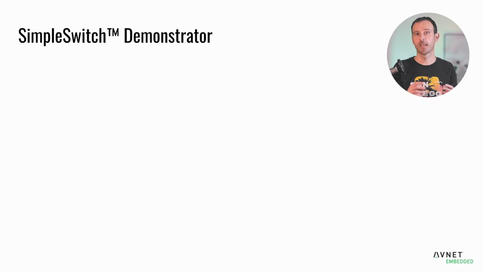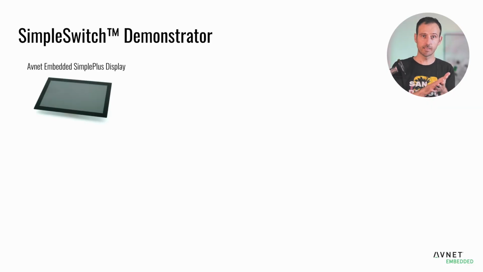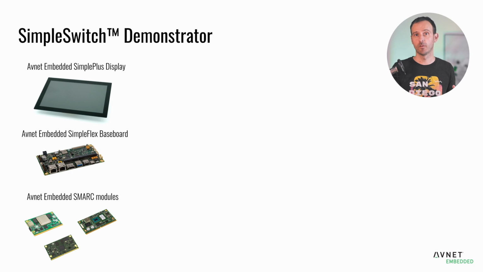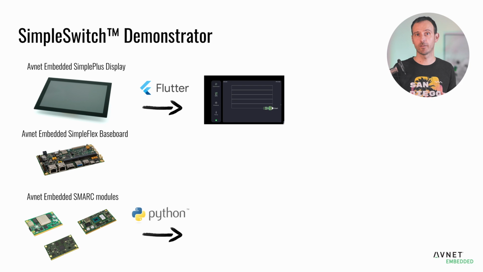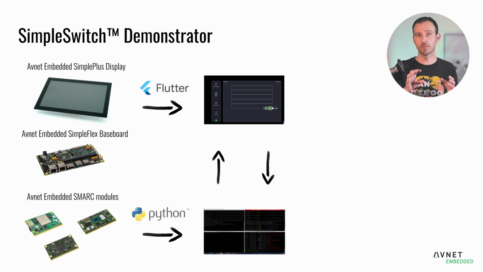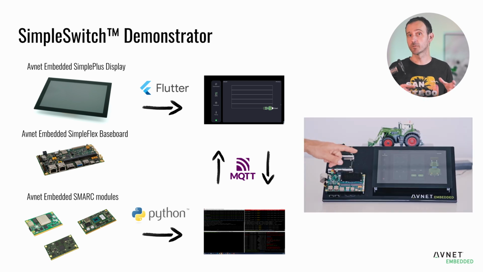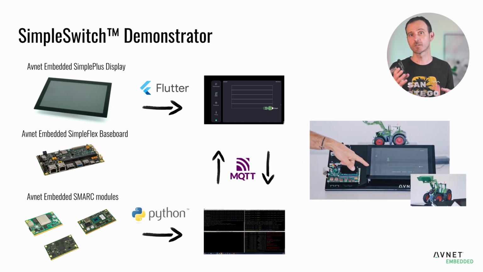To understand how easy it is to use SimpleSwitch to develop software, with my colleagues at the Software Technology Lab, we developed a technology demonstrator. It includes an Avnet embedded display and several smart modules. The HMI was developed using Flutter and the backend is in Python. To enable the communication between these two applications, we use an MQTT broker, which we actually pulled from our store of Lego blocks. That was a good usage and a good example for that specific feature of SimpleSwitch.